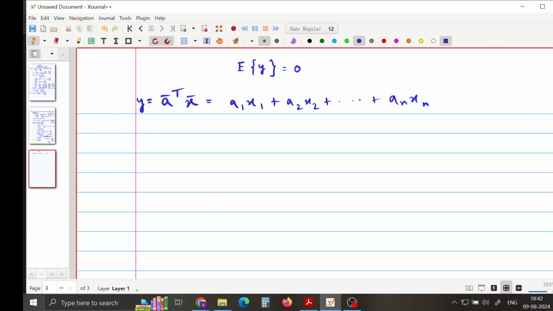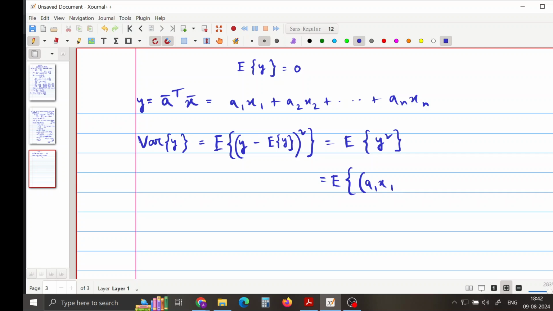Okay, so the variance of y is how much? As I said, you can write this as expectation of y minus the expectation of y, whole squared, like this, right? And this is nothing but expectation of y squared, since expectation of y is 0. So y is this thing whole squared, correct?